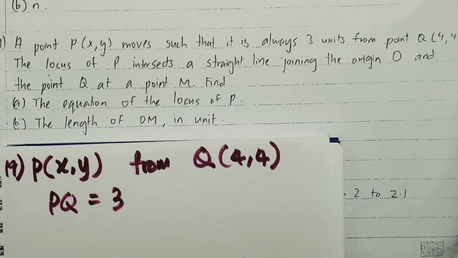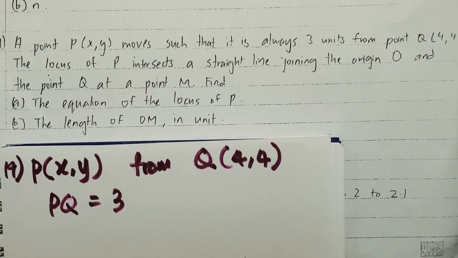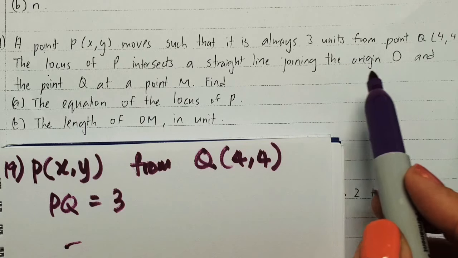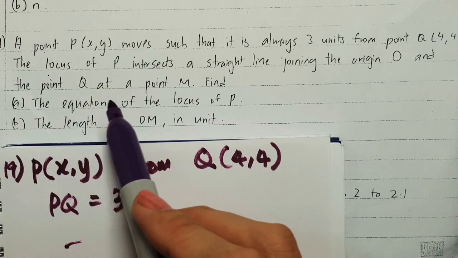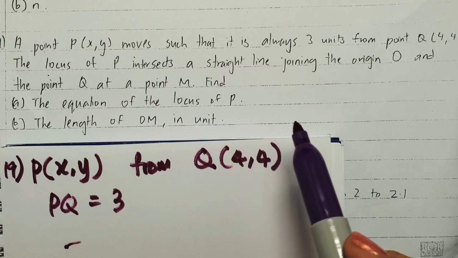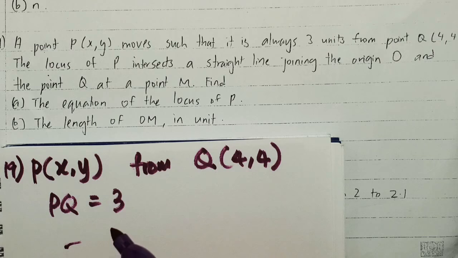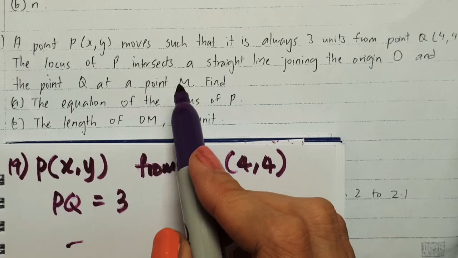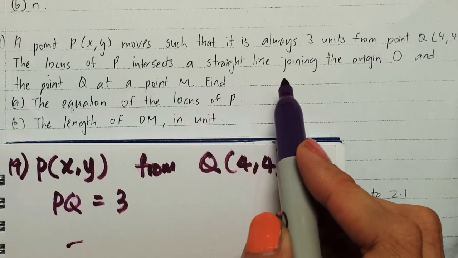And the locus of P intersects a straight line joining the origin O and the point Q at a point M. Find the equation of the locus of P. Find the length of OM. Okay, what does it mean? The locus of P intersects a straight line.